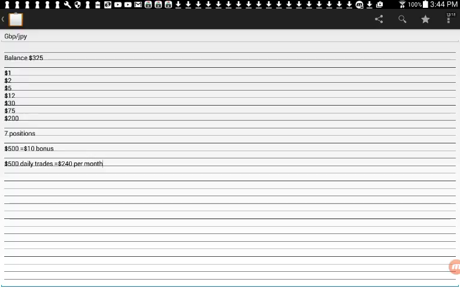So what happens is, using that strategy I showed on the Marcus World platform with the pound over the yen, if you lose at $1, you go to 2. If you lose at 2, you go to 5. If you lose at 5, you go to 12. If you lose at $12, you go to 30. If you lose at $30, you go to $75. And if you lose at $75, you go to $200. And that equals up to $325.